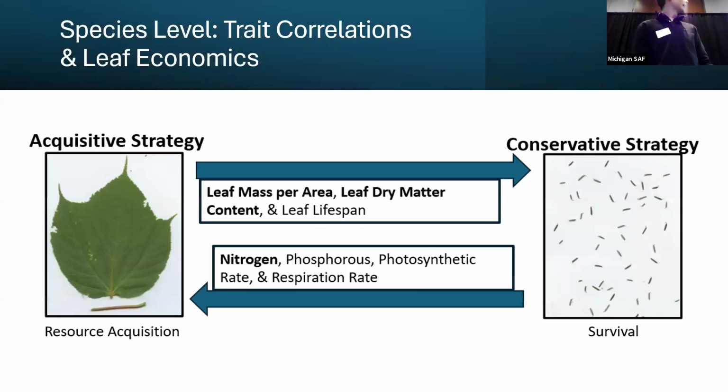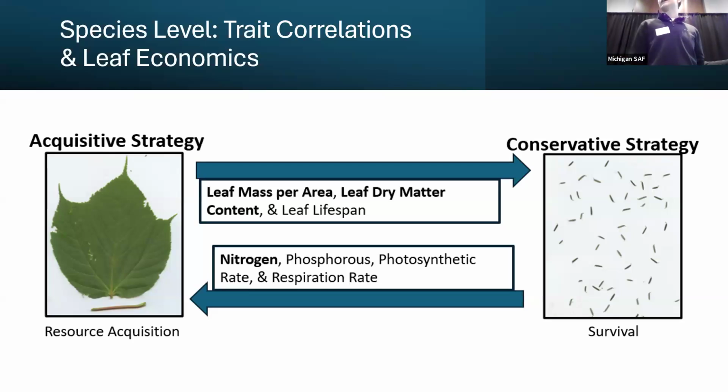One of those common trait correlations is the leaf economic spectrum, where leaves of tree species or plant species fall along a gradient from more acquisitive strategies, where they're trying to capture as much carbon as possible in a short amount of time, that live fast, die young strategy, where they have low leaf mass per area, low leaf dry matter content, but are highly nutritious.